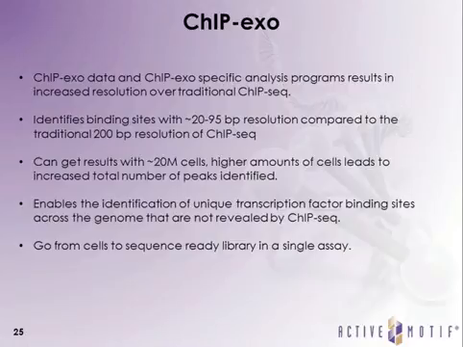You can get, with the ChIP-Exo kit from Active Motif, results from as little as 20 million cells, but if you use higher amounts of cells, you're going to identify far more peaks. The ChIP-Exo kit provided by Active Motif enables you to identify not only better resolution binding sites, but also unique transcription factor binding sites that may have been missed by traditional ChIP-Seq. And the kit that is provided here can go from your cells in a plate all the way to a sequence-ready library in a single assay.